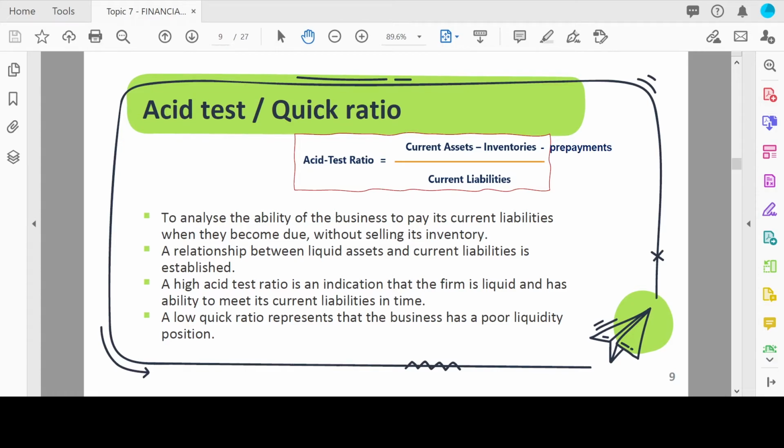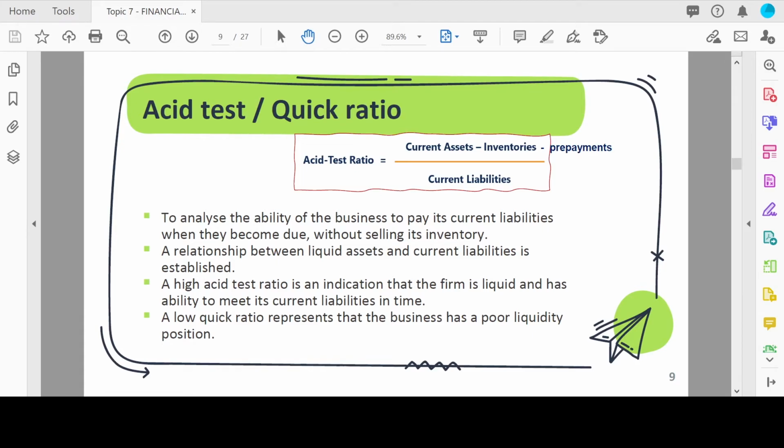So for the acid test ratio, the formula is current asset minus inventories minus prepayments, if any, divided by current liabilities. This is to analyze the ability of the business to pay its current liabilities when they become due without the need to sell the inventory of the business. So here we are building a relationship between the liquid asset and the current liabilities.